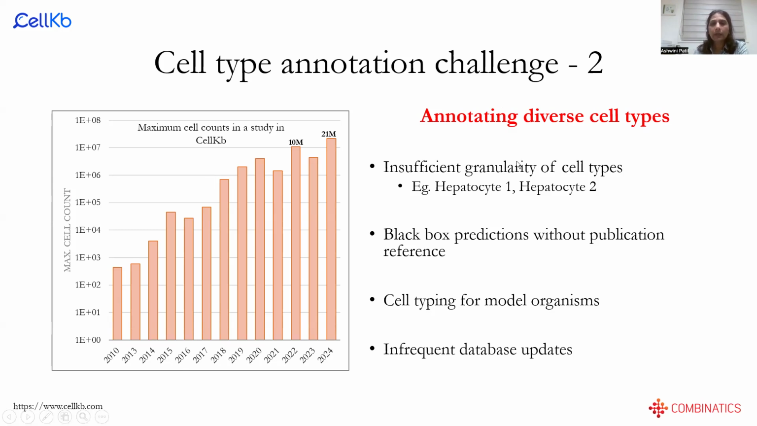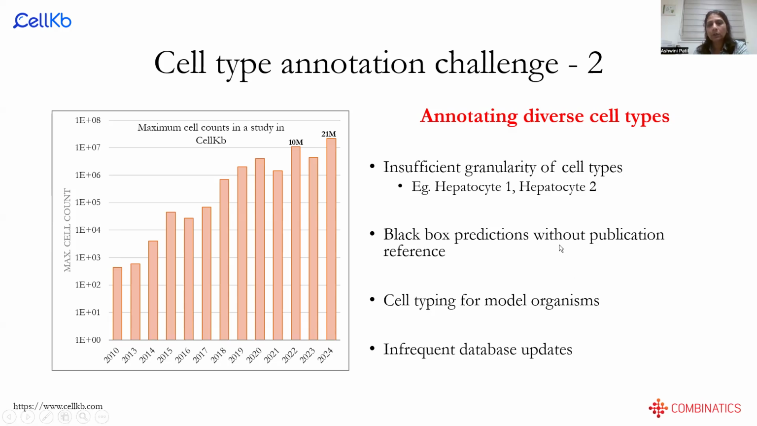And not all of them will be at the granularity that you want. A lot of references will give you annotations like hepatocyte 1, hepatocyte 2, macrophage 1, macrophage 2, macrophage 3. And you don't know what type of macrophages or hepatocytes they actually are. But you want to know whether it is a periportal hepatocyte or a mid-zonal hepatocyte. The other thing that happens is in automated methods, the predictions are all black box. So you don't know where the prediction is coming from, which reference is used for a particular cell type prediction. Also, a lot of the automated methods for which we have existing models are for human and mouse. So for a lot of the model organisms, you have to annotate them manually.